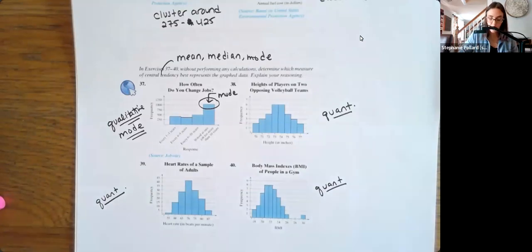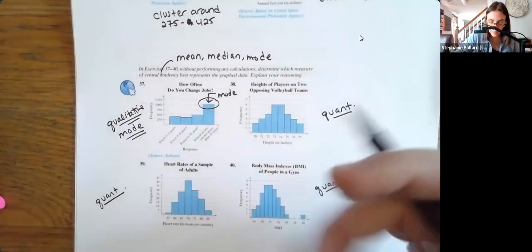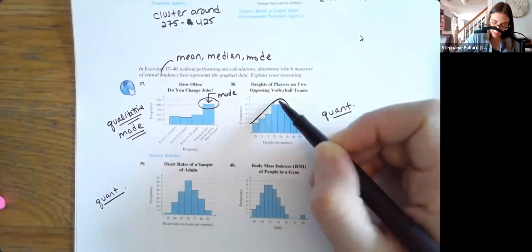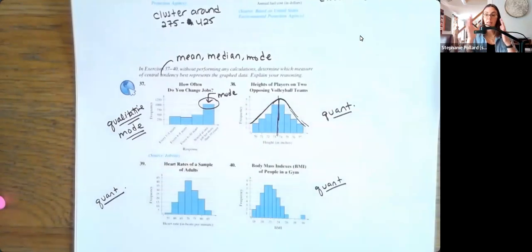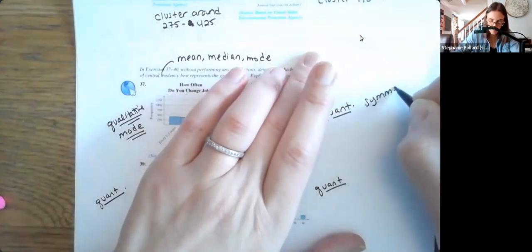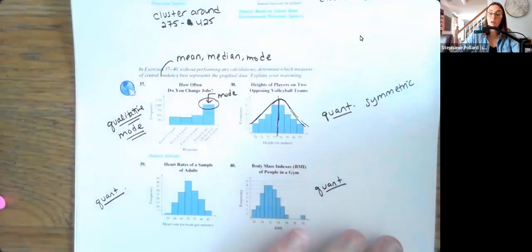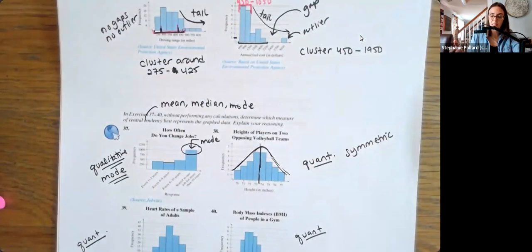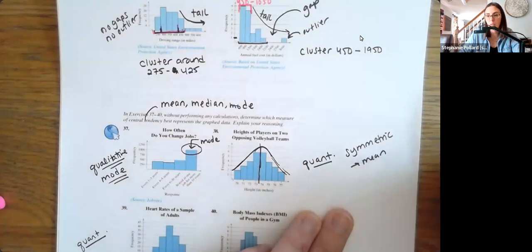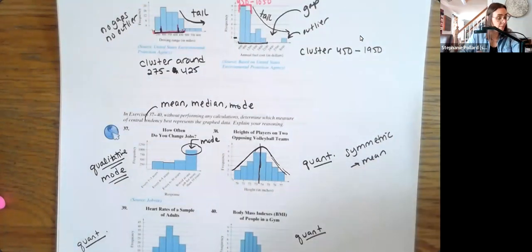So for the first one, if I look at this graph, this one is pretty symmetric, right? It's pretty evenly spaced along that center. It's kind of like a mirror image on both sides. So this is symmetric. When we have a nice symmetric graph or a bell-shaped graph like this, usually we choose the mean as our best option. We tend to really like the mean.